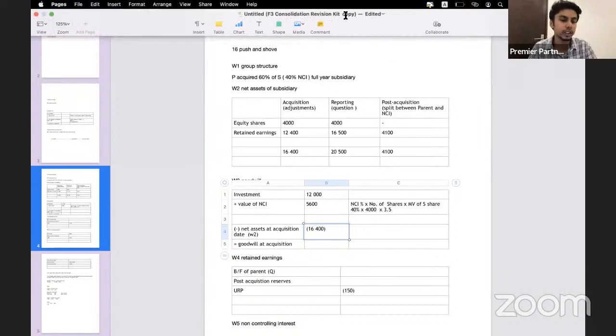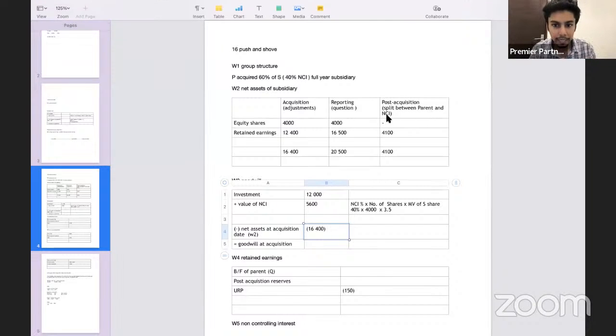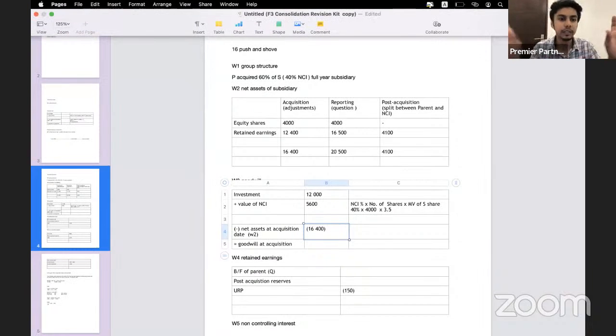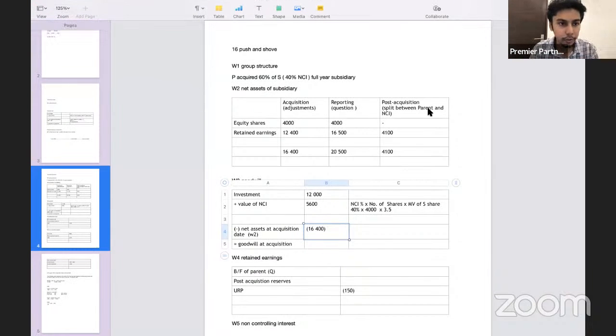Post acquisition means what we have earned extra. When the subsidiary earns extra, it should divide the answer among the owners. Who are the owners? One owner is the parent, so give to the parent. The other owner is NCI, give that to NCI. So you split and give the answer. Parent, where do you give? Think.